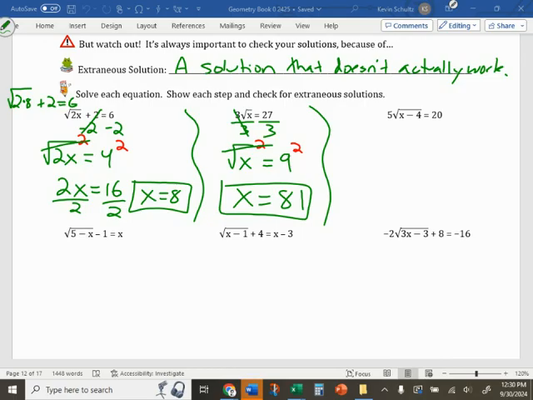If we were to check this and plug this in, the root of 81 is 9, 9 times 3 is 27. This is not extraneous either. Okay, calling it. The next one's extraneous. Do the next one on your own, see what you come up with.